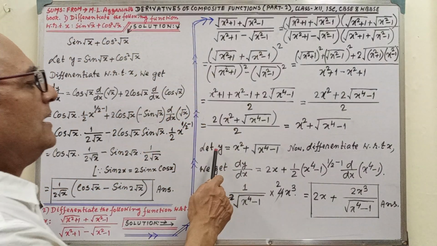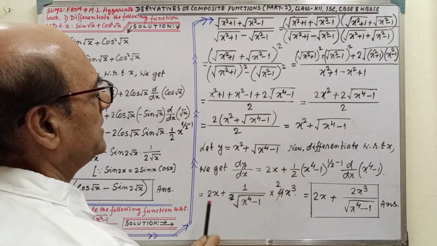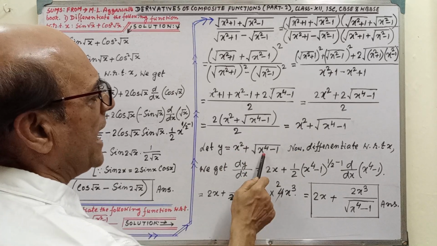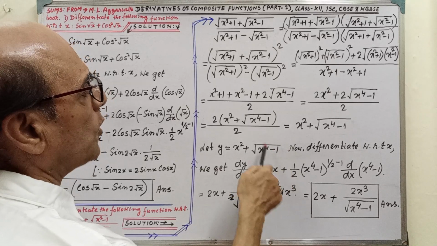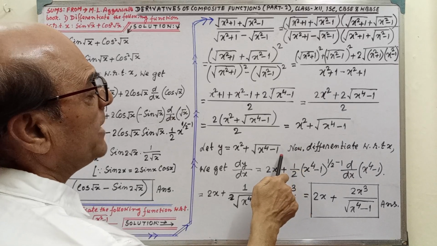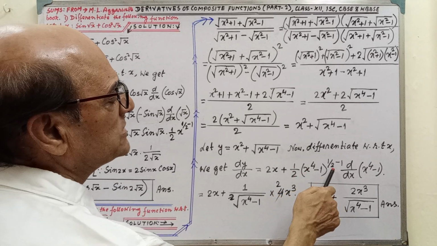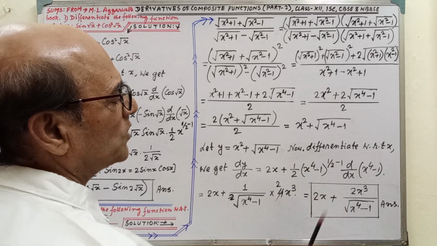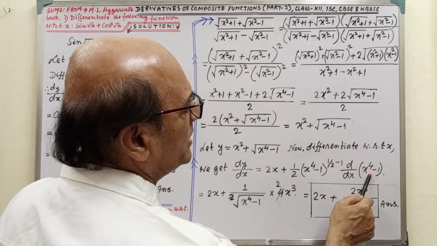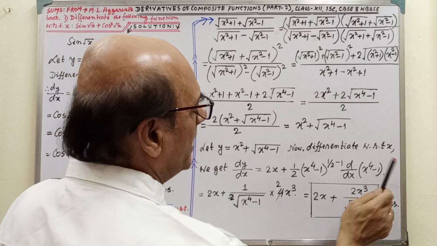Now let y equal to this. Now differentiating with respect to x, we get dy by dx. Now we are differentiating this: the differentiation of x square, that is 2x, and this is x to the power 4 minus 1 whole to the power half, that is x to the power n. In place of n, here is half, so half into x to the power n minus 1, in place of n half, so minus 1. And by chain rule, x to the power 4 minus 1, again we have to differentiate, so we have to write d by dx of x to the power 4 minus 1.